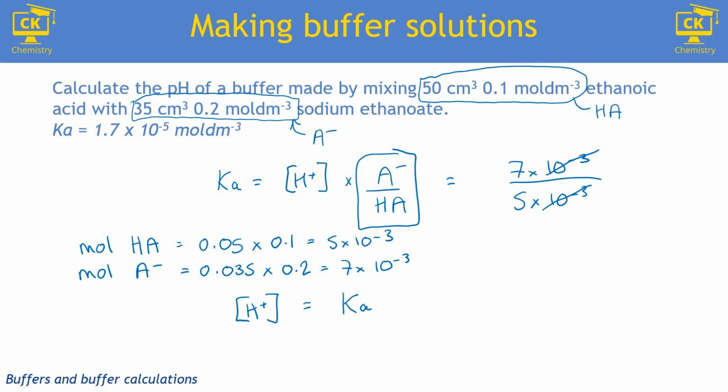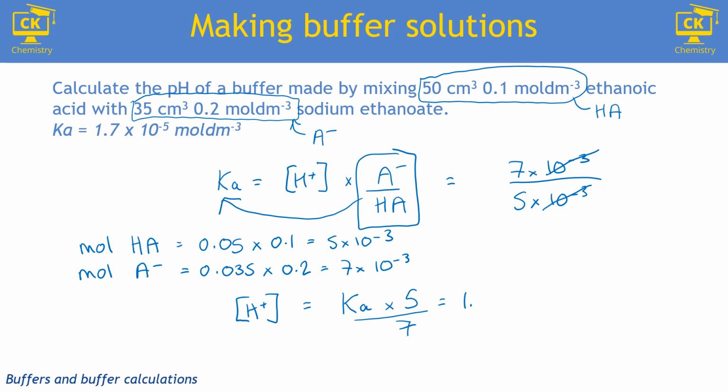and then because it's times 7 and divided by 5 on the right hand side, but I'm moving it to the other side because I'm taking this over here and getting H plus on its own, then I am going to times by 5 and divide by 7. That gives me an H plus concentration of 1.7.